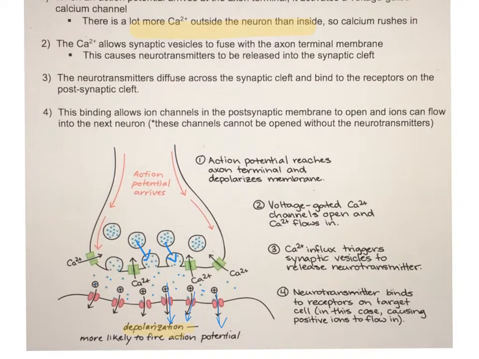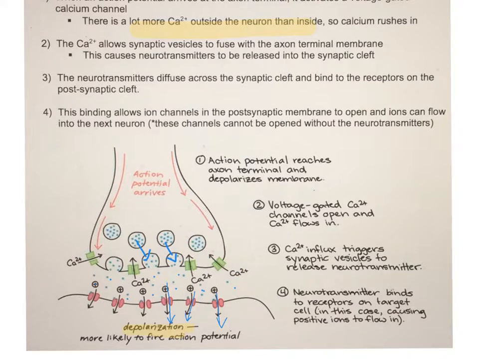Okay, so that's what these steps here suggest. So the action potential reaches the axon terminal. So action potential here is arriving. It's arriving at the terminal. It depolarizes this membrane. Once this membrane here gets depolarized, these voltage-gated calcium ion channels will open. And when they open, the rush of calcium goes into the cell.